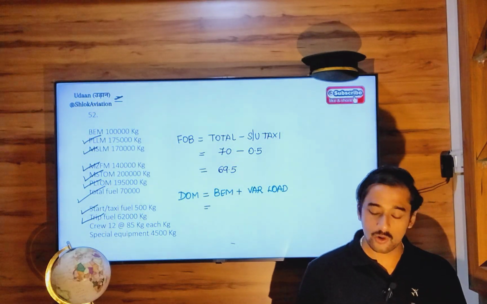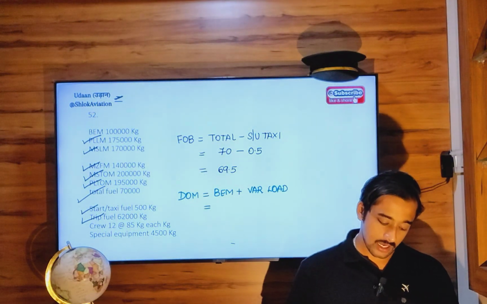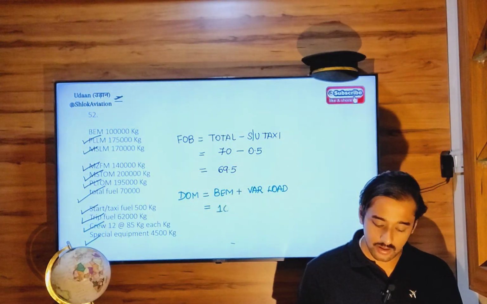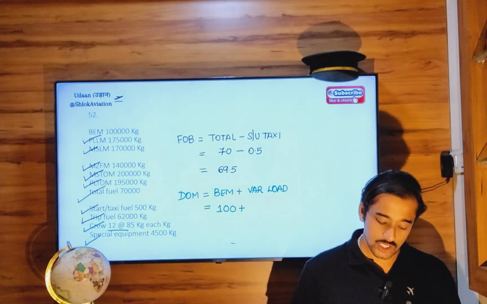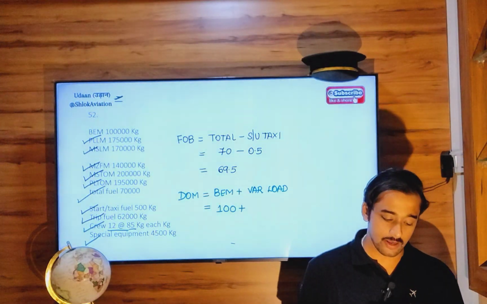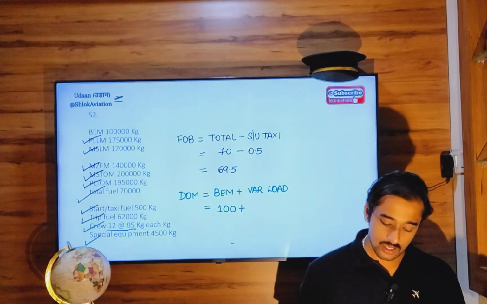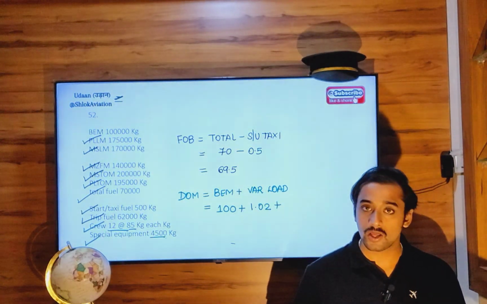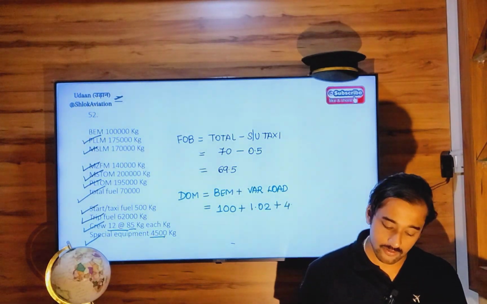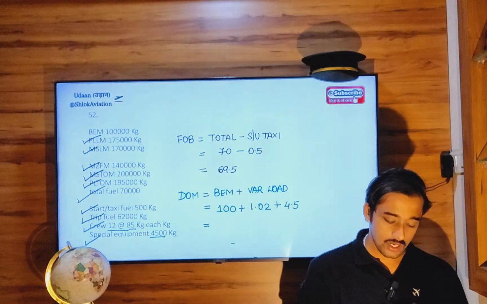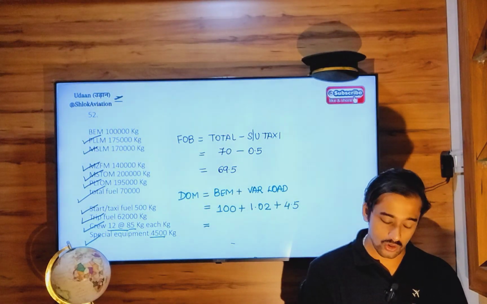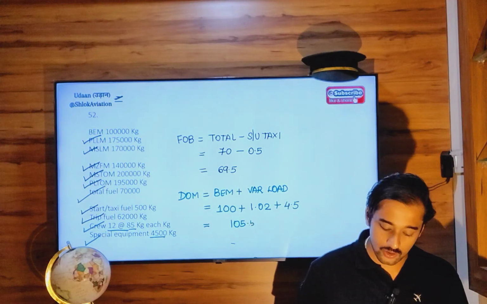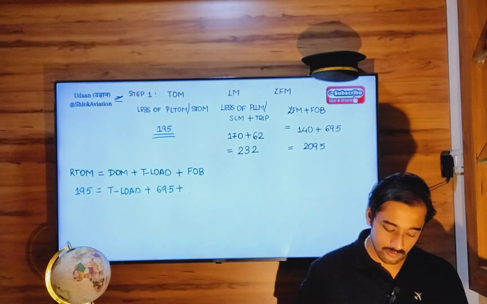Now in variable load we consider crew and special equipment. So 100 plus crew. There are 12 pilots, each weighing 85 kilograms. So 12 into 85 will be 1020, so 1.02. Special equipment is 4500, so plus 4.5. So 100 plus 1.02 plus 4.5 is 105.52.